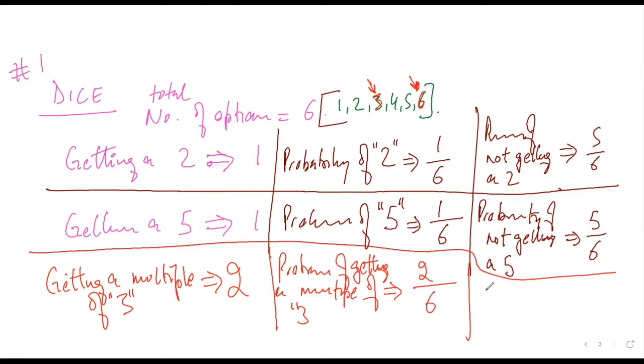Yes. So therefore, probability of not getting a multiple of 3 would be, Mr. Satya, 4/6. Do we agree? Yes. And then you can write this as 1/3 and you can write this as 2/3. Satya, any doubt? No doubt, sir.